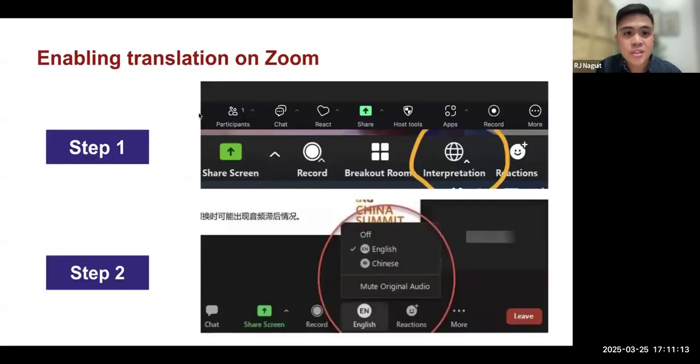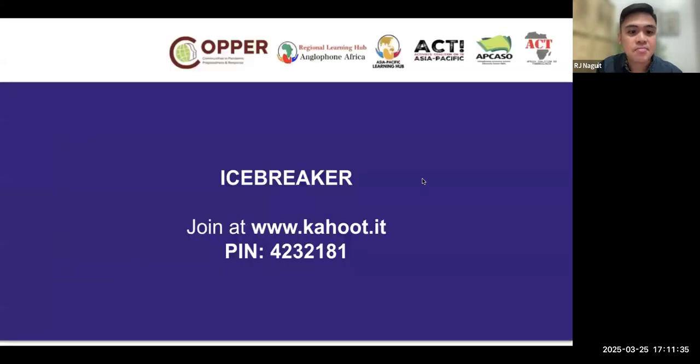So just to orient you with the translation, you might want to visit the lower hand of the Zoom room, and then you can see this globe icon here, and then you click it, and then you go to the channel that you're most comfortable engaging on. So we have translators that are doing this currently.